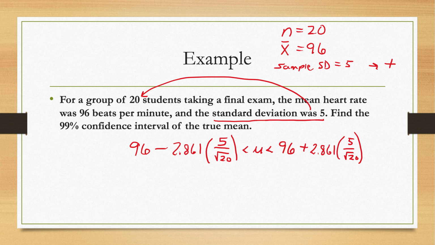Then we'll go to our calculator and type it in. On the left-hand side, I'm going to get 92.80. And on the right-hand side, I'm going to get 99.2 when I round it.